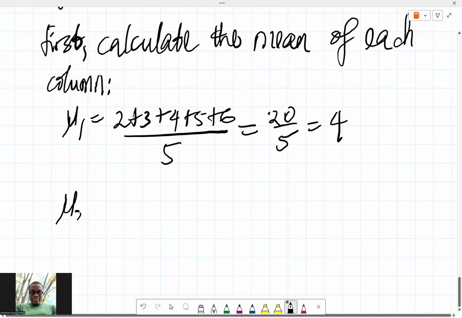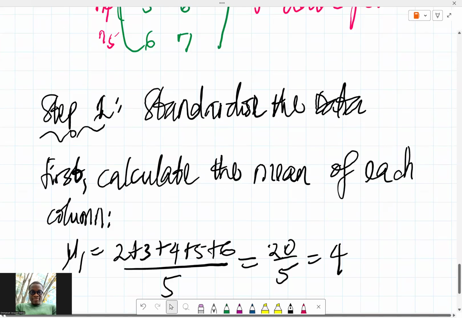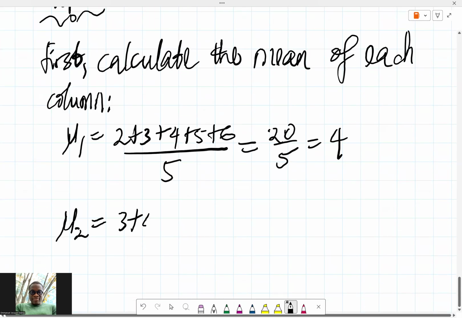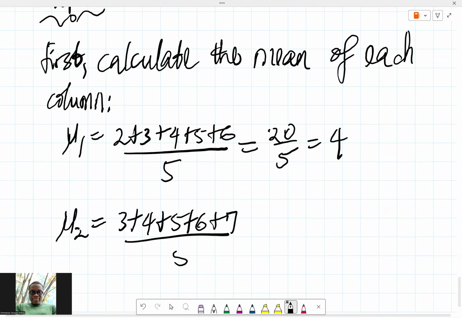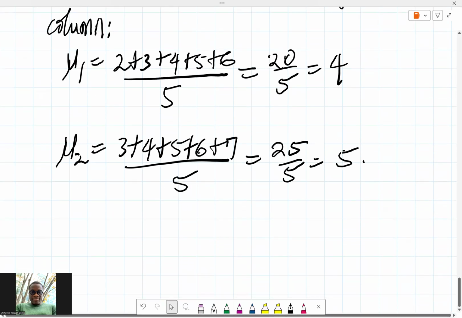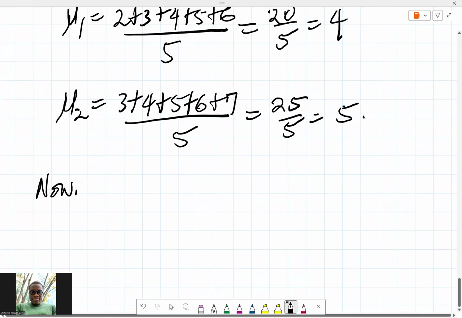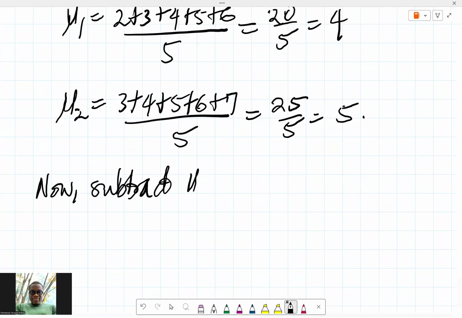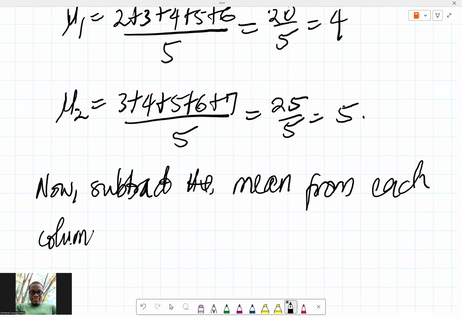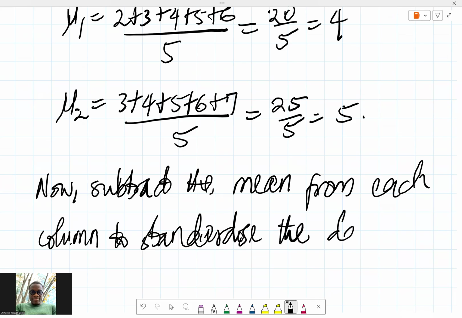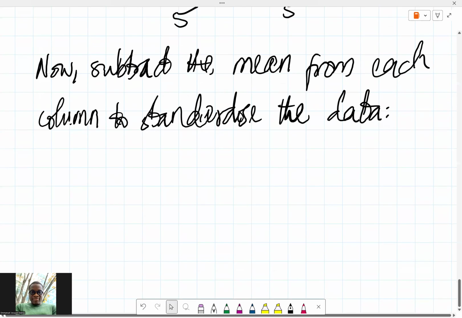Then we do the second column, mu2. For mu2, we have 3, 4, 5, 6, 7. So 3 plus 4 plus 5 plus 6 plus 7 divided by 5 again. 3 plus 4 is 7, plus 5 is 12, plus 6 is 18, plus 7 is 25, divided by 5. So mu2 is 5. Having done that, the next thing is to subtract the mean from each column to standardize the data. That's how we standardize it, following the general rule we know.